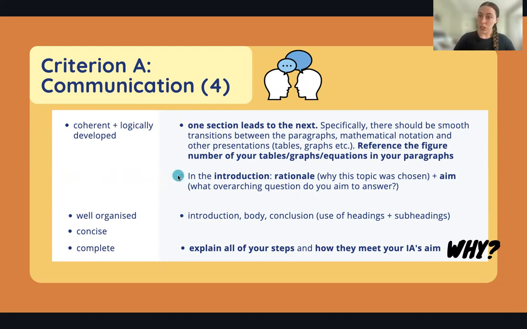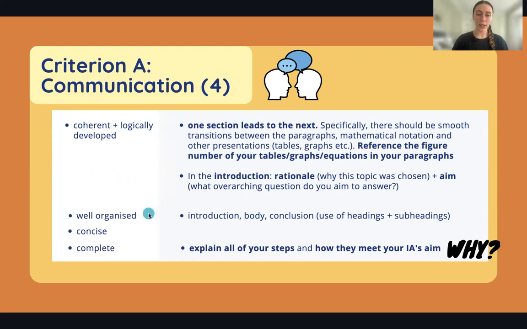Also, when it comes to your introduction, there are just two structural things that you have to include in order to make it logically developed. First, you start out with your rationale of why you chose the topic that you chose. There you're going to insert a little bit of your personal engagement. Why was this topic personally engaging for you? Why is it an interesting topic in general for the world? And then you're going to talk about your aim. So within this topic, what is the overarching question that you want to answer? So that's coherent and logically developed.